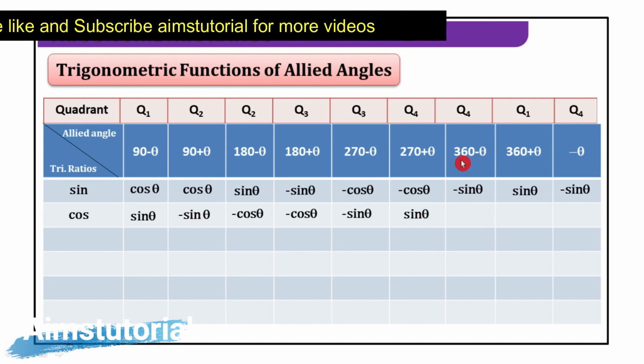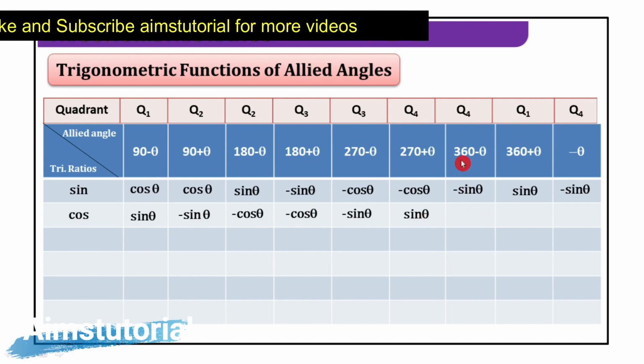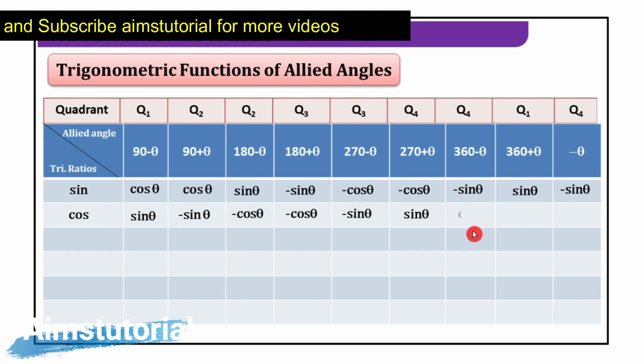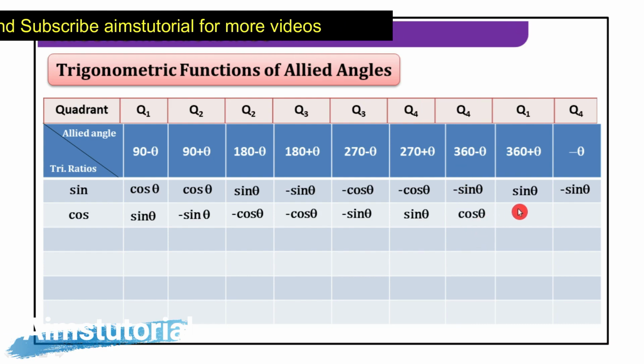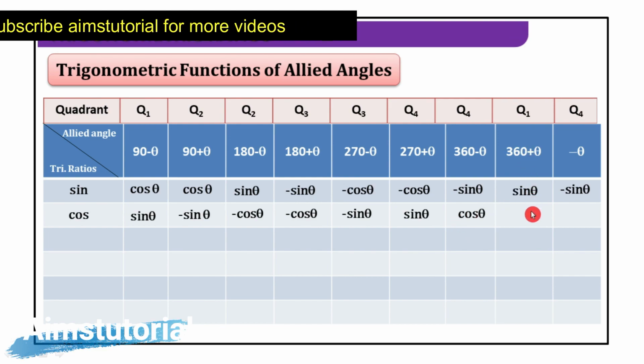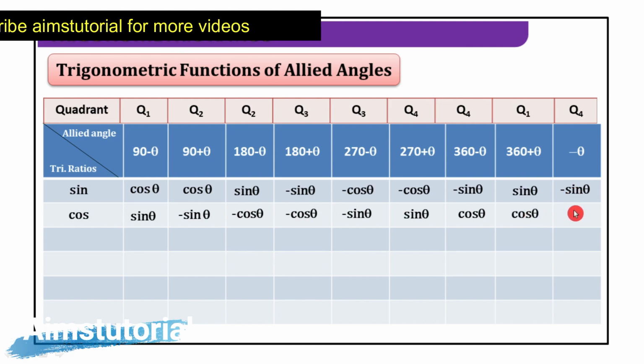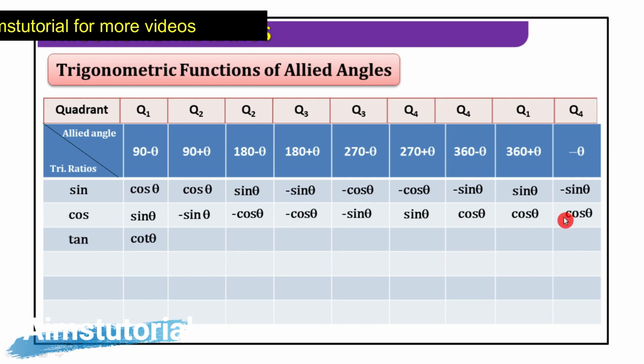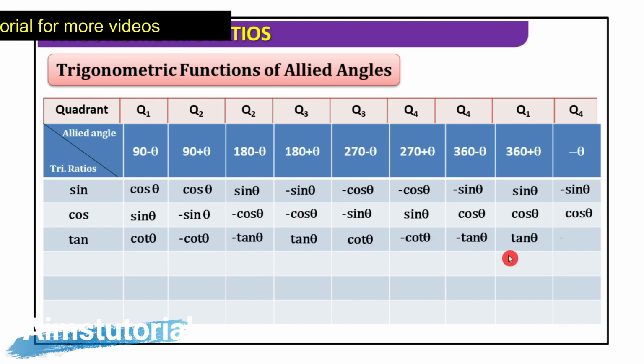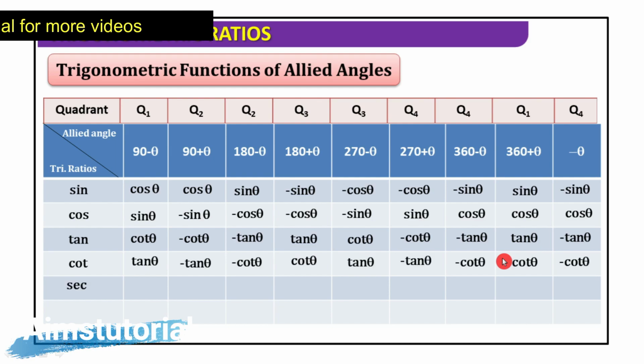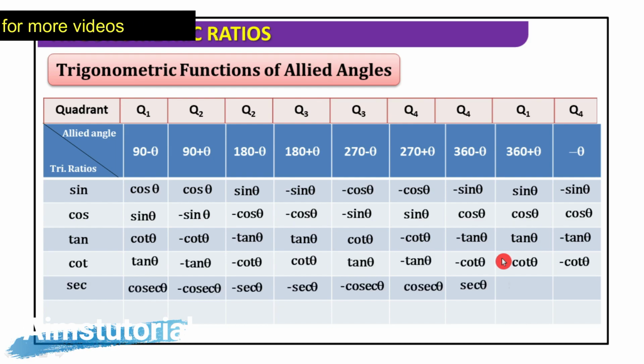In Q4, 360 is there, same ratio will come. In Q4 cos is positive, so plus cos theta. And first quadrant, same ratio, 360 plus, so plus cos theta. And minus theta, cos is an even function, cos of minus theta is plus cos theta. Like that we can write all the ratios, all allied angles of tan theta, cot theta, secant theta and cosecant theta.